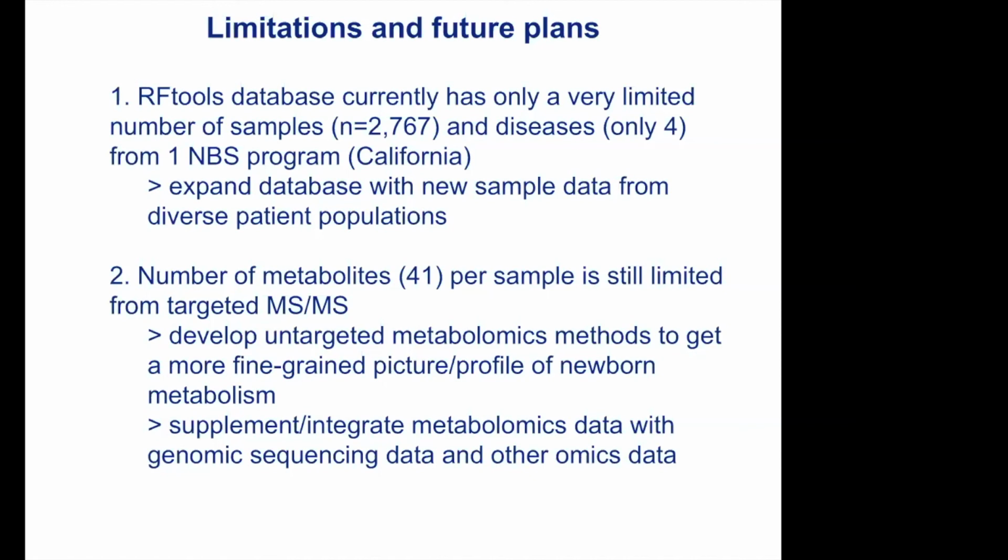And second, the number of metabolites is currently 41 per sample, so 41 metabolites measured at birth in each baby for metabolic screening. It is still limited because it is utilizing targeted MS/MS data. We're interested to develop untargeted metabolomics methods to get a more fine-grained picture of the metabolic profile of the newborn. We are also working on integrating metabolomics data, targeted and untargeted, from blood spots with genomic sequencing data and other omics data.